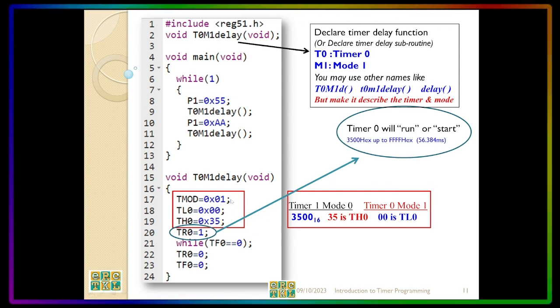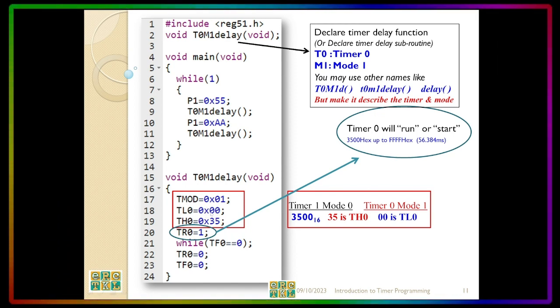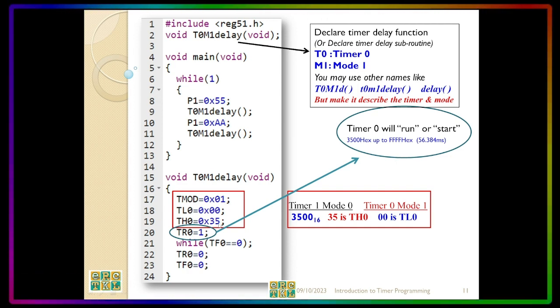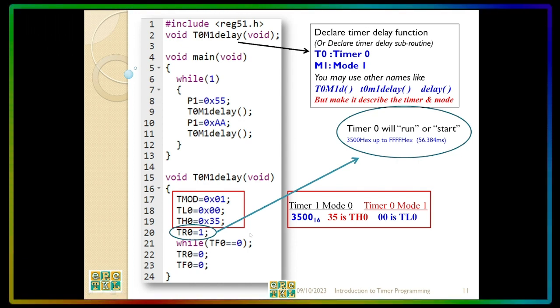Therefore, it will have the delay, which is equal to 56.384 milliseconds because of these TL0 and TH0 numbers. So if we change TL0 and TH0 from 0035 or 3500, that will affect the delay time that we want to use. And then let's say it's done counting up or making the delay, it will roll over, and when that happens, the TF flag will become 1.